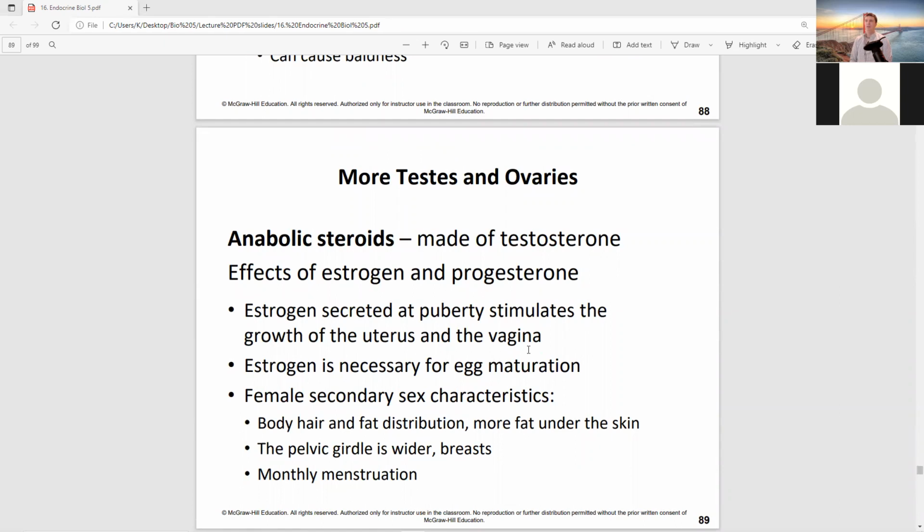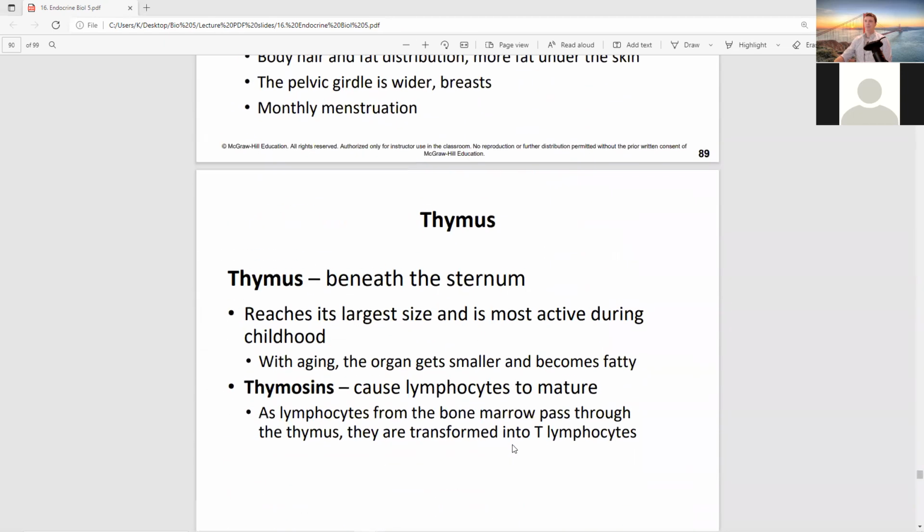Effects of estrogen and progesterone. Estrogen secreted at puberty stimulates the growth of the uterus and the vagina. Estrogen is necessary for egg maturation. Female secondary sex characteristics include body hair and fat distribution, with more fat under the skin, a wider pelvic girdle, breasts, and monthly menstruation.